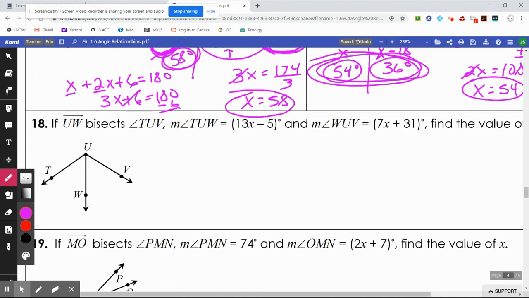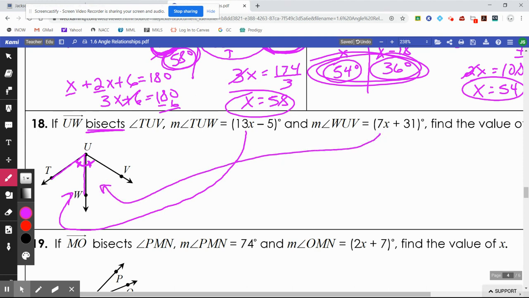Number 18, UW bisects. Again, that word, bisects, means to cut in half. That means that this angle would have to be the same size as this angle. They're equal to each other. TUW, which is this angle, T to U to W, is 13x minus 5. WUV would be that angle. It's 7x plus 31.